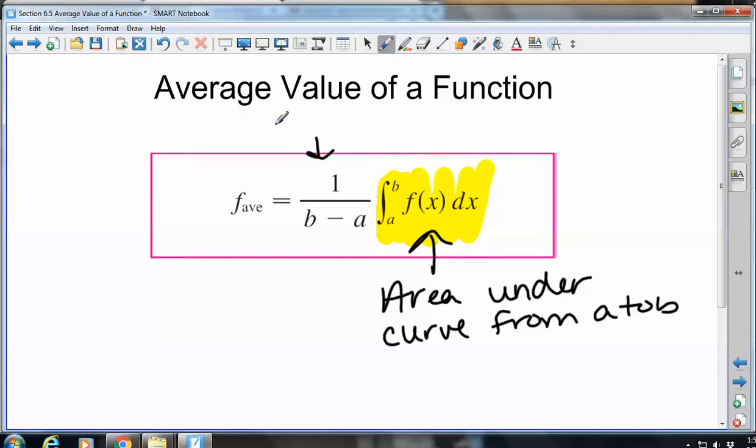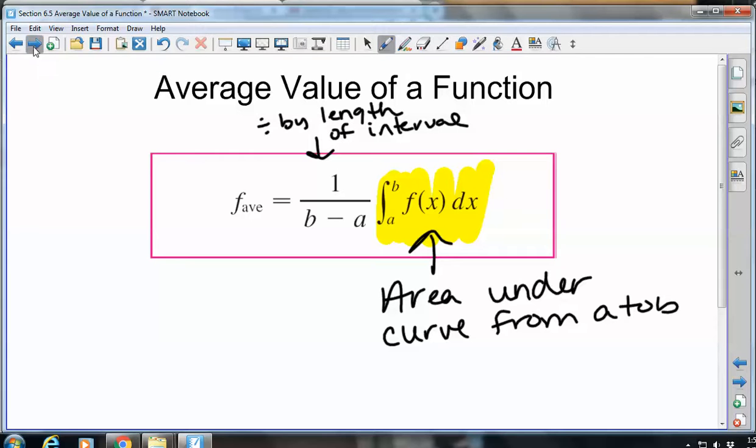1 over b minus a is the length of the interval. So this is like dividing by the length of the interval. So in other words, this is not really anything new. You're going to be integrating just like we always have. But if I want the average value, then out in front you have to do 1 over b minus a. You have to divide everything by the length of the interval at the end. And that's it. That's our average value.